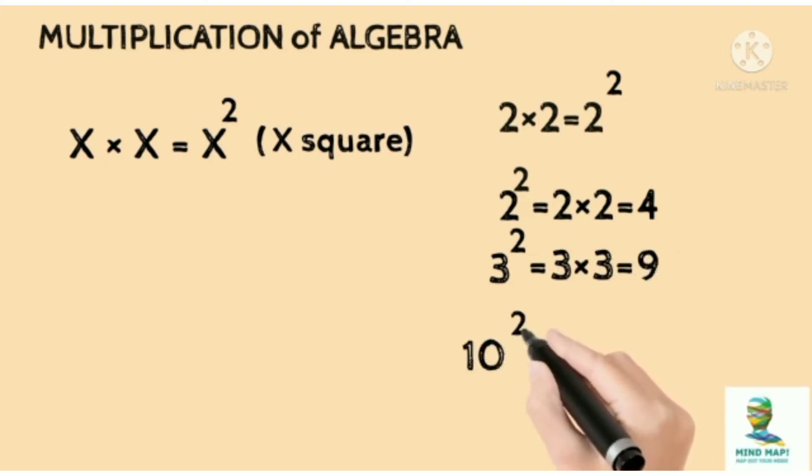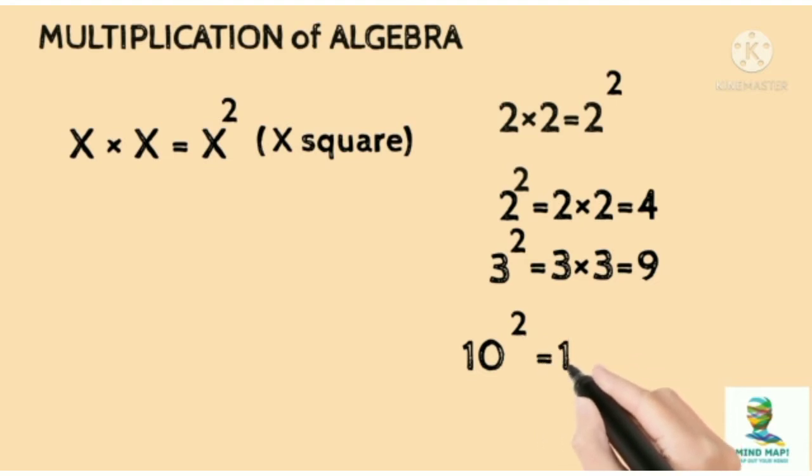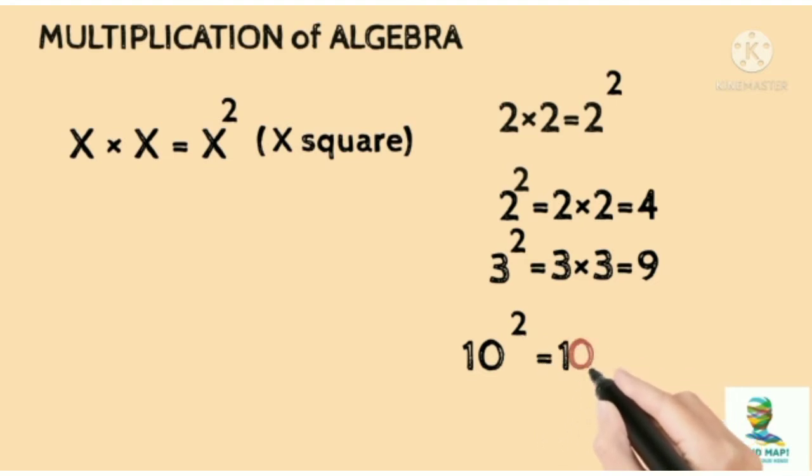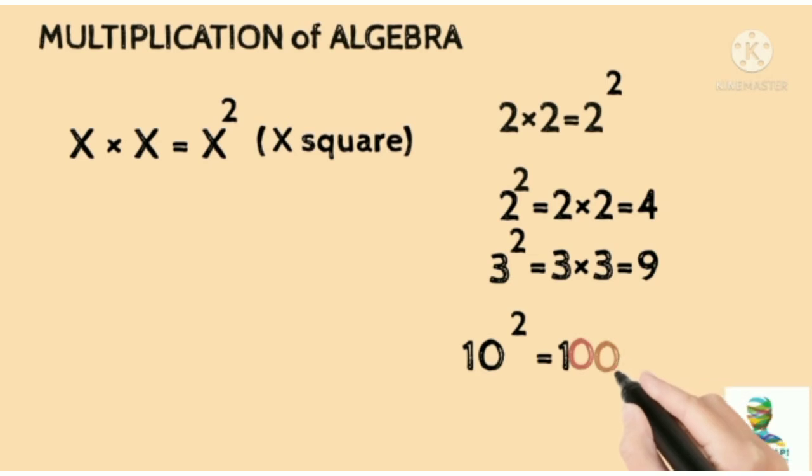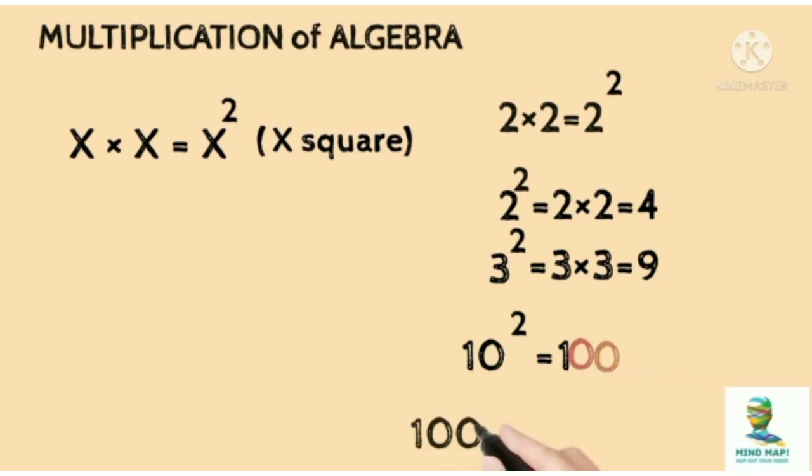Next I have 10 square. 10 square means 10 into 10, which is nothing but 100. Now if the numbers increase in terms of zeros, keep in mind that however many zeros you have, that many zeros you're going to multiply 2 times. So here you have 2 zeros, so I'm going to multiply 2 times. So 2 into 2 is 4, so you have to write 4 zeros.